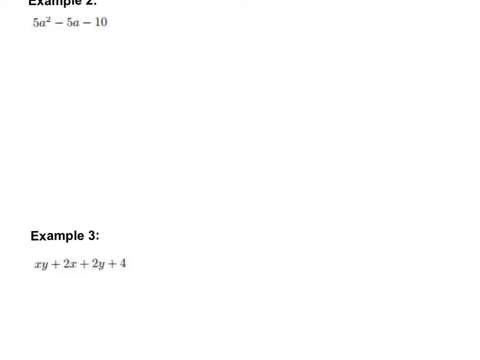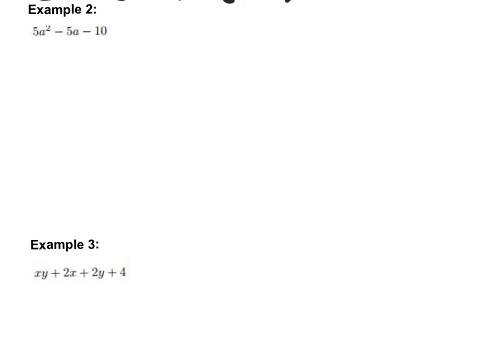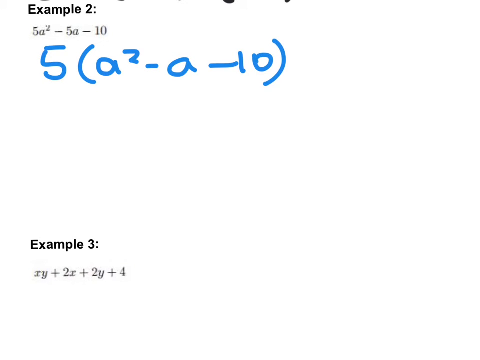So here, first thing up, always, like I said, we're going to look for any common factors. So if you look at this, look at the number of parts. 5 is a common factor to them all. So if you divide that out, you're going to get 5 times a squared minus a minus 10.